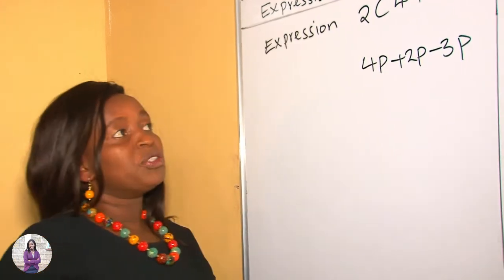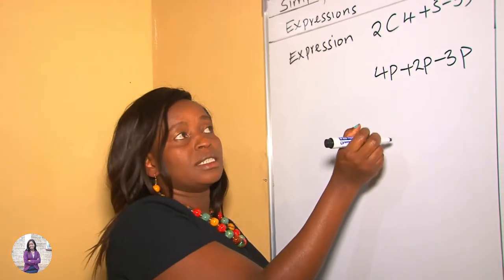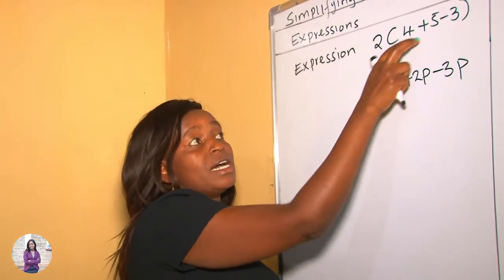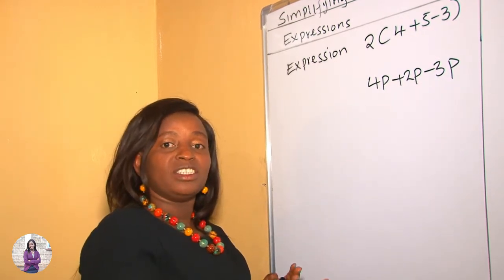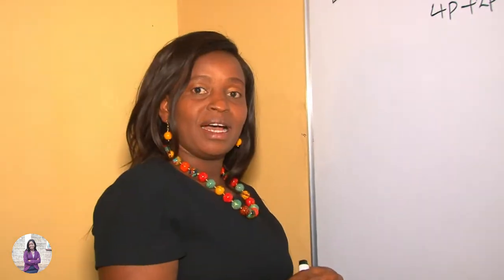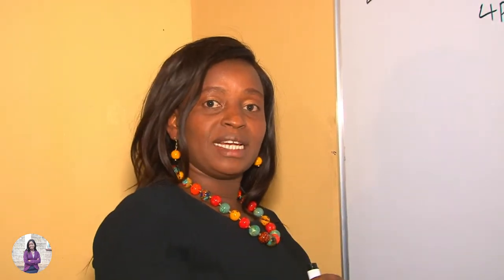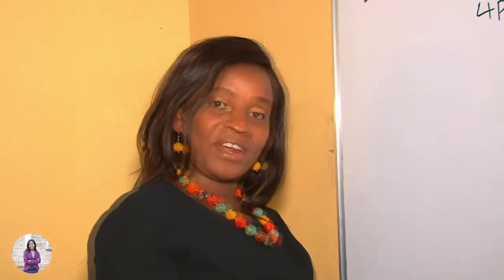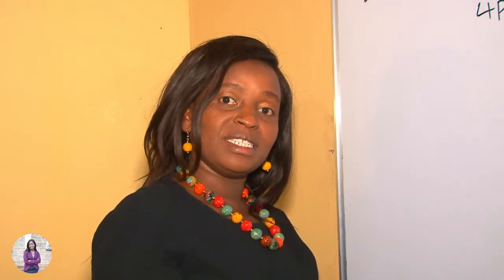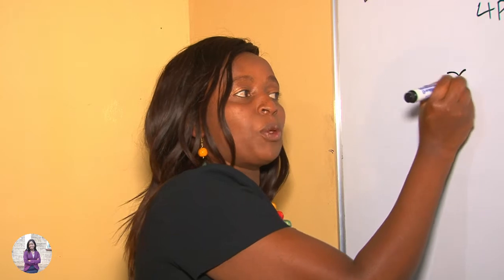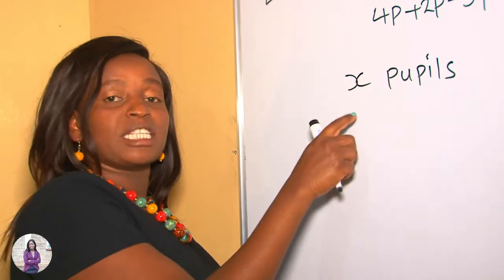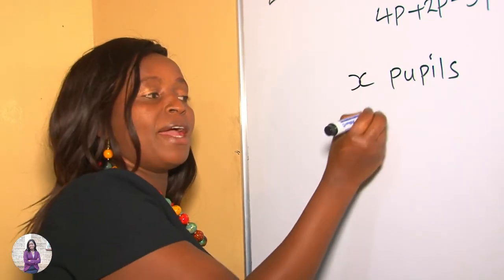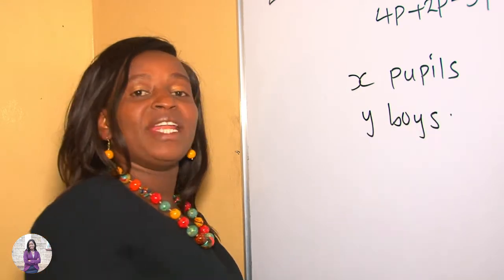The difference between this and this is that, as you can see here, these are just numbers. Here, it's a mixture of numbers and letters. In algebra, numbers are represented using letters. For example, given an algebraic statement like, in a class, there are X pupils. Out of these X pupils, there are Y boys. How many girls are there?